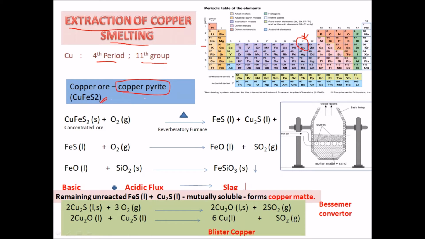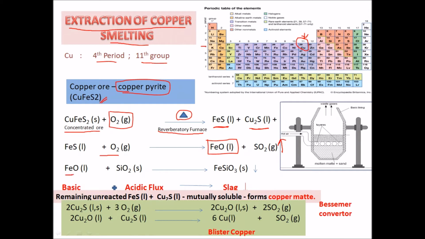Now, after the concentration of the ore, this concentrated ore is mixed with oxygen in a reverberatory furnace where a high temperature is applied and the copper gets separated as its sulfide Cu2S and the iron in the concentrated ore gets separated as FeS, iron sulfide. The iron sulfide in the same reverberatory furnace mixes with oxygen and changes over into iron oxide. The sulfur gets oxidized to sulfur dioxide. So the iron sulfide is changed over into iron oxide, and there is a little bit of unreacted iron sulfide.